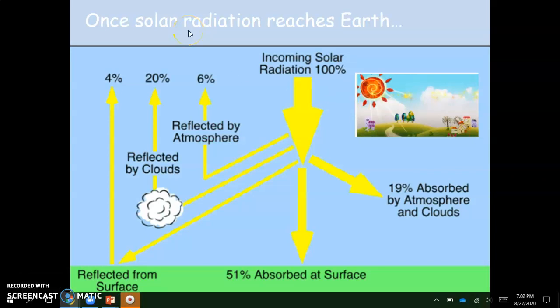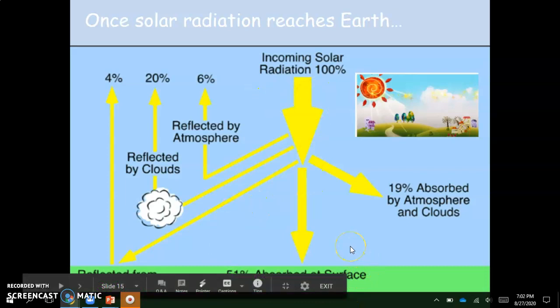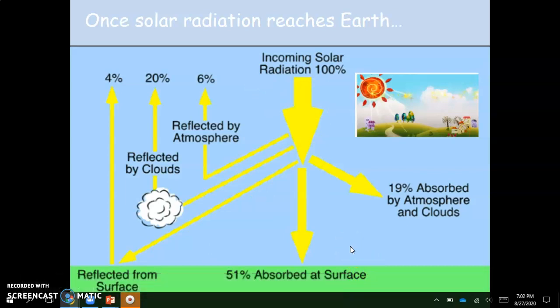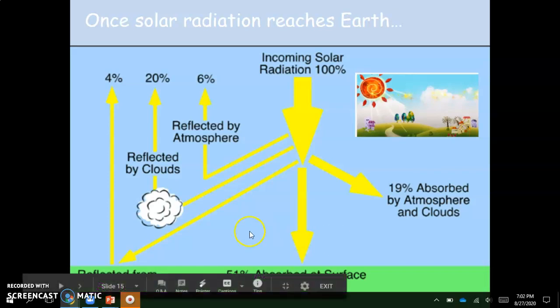So what happens once solar radiation does reach the Earth? Let's say we've got 100% of the radiation coming in. About half of it is absorbed at the surface, and this is what heats our atmosphere and causes our temperature. So remember, if we're in summer, we're getting more radiation coming in because we're tilted towards the sun. So we would be getting more of this absorption and more heat.